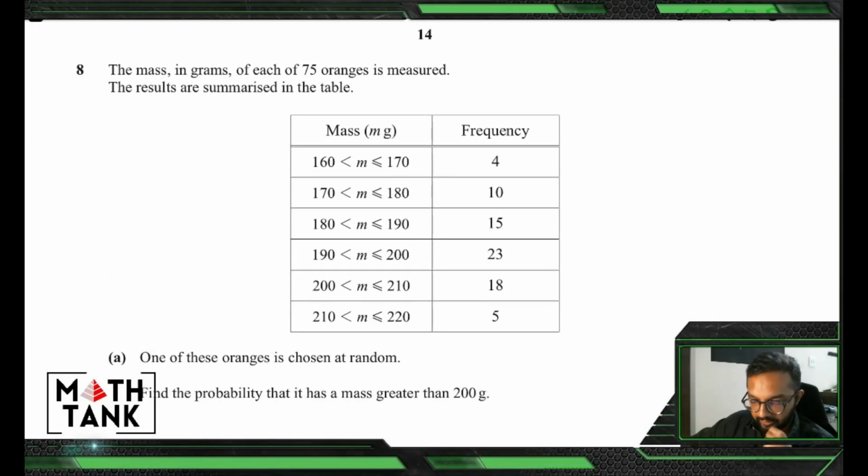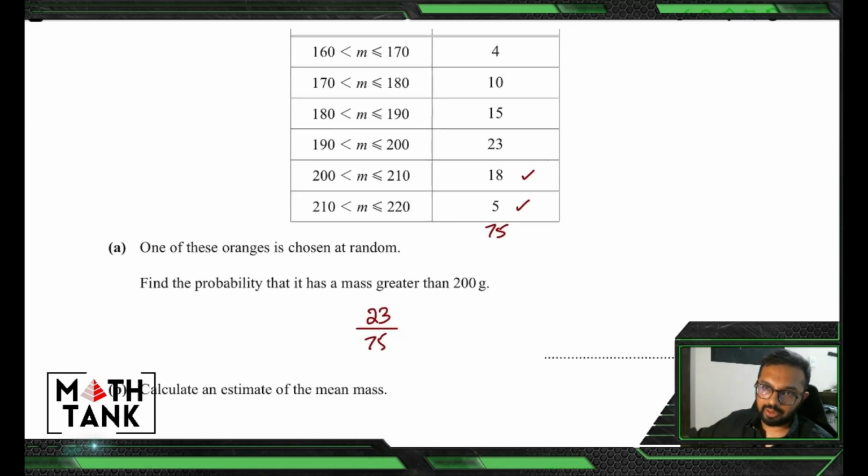Again, one of the oranges, so this is a mass of 75 oranges, so that's the total, is chosen at random. Find the probability that it has a mass greater than 200 grams. So greater than 200 grams. So 18 plus 5 gives me 23. Let's not make a mistake now. I don't think this is going to reduce. So it's 23 over 75.